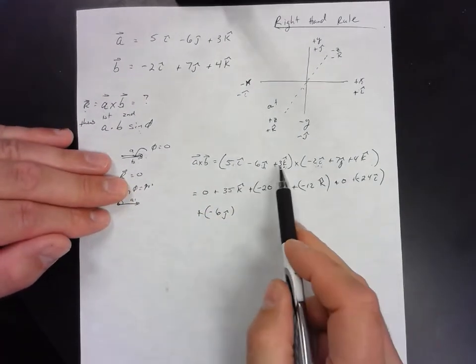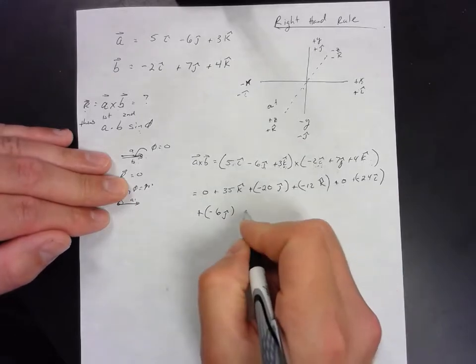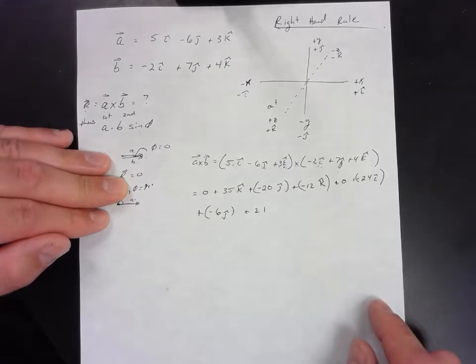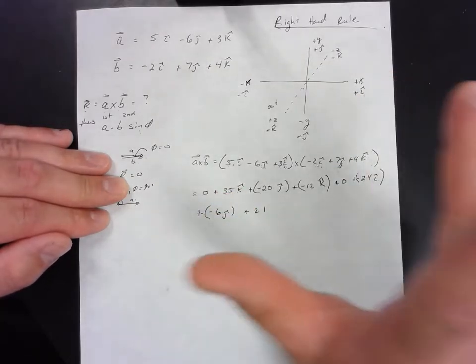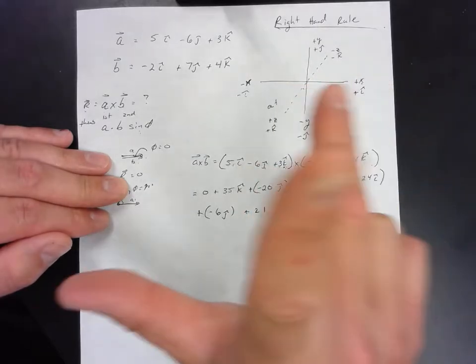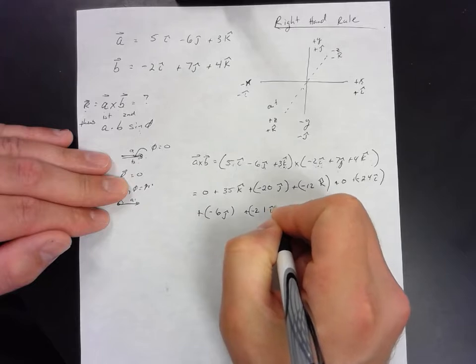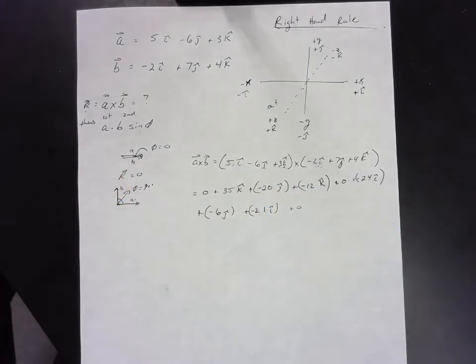All right, 3K times 7J, so that's going to be plus 21. K cross positive J, so K is this way, positive J is this way. I have my thumb pointing at negative I. And then K cross K is 0. And now you just do the addition.